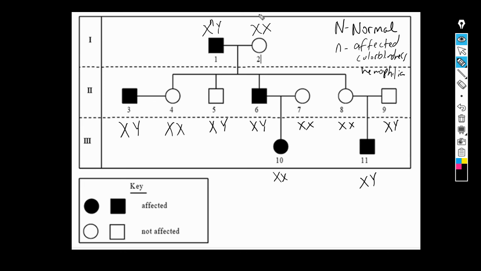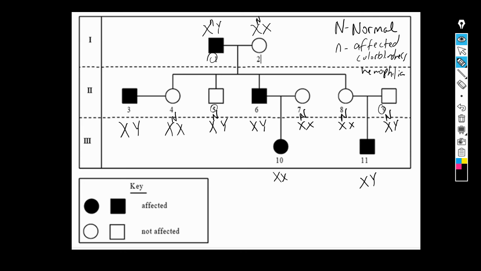Individual 2 is unaffected, so I know that she is going to have at least 1 big N. And I can pretty much do that for all of my unaffected males and females, and give them all 1 big N. The reason why I can do that is because if they're unaffected, they have at least 1 big N. Now, for my males, once I give them a big N because they're unaffected, like I did with individual 5 and individual 9, then I'm done with that. I don't have to do anything with that.